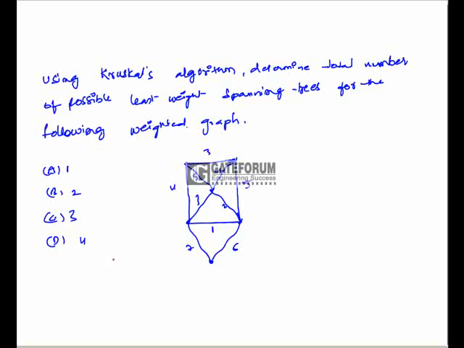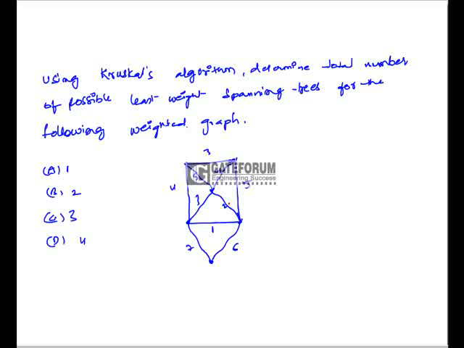Here in this question, we have to find the number of minimal spanning trees by using Kruskal's algorithm. Here a graph is given, a weighted graph. For this weighted graph, we have to apply Kruskal's algorithm and find the number of minimal spanning trees.